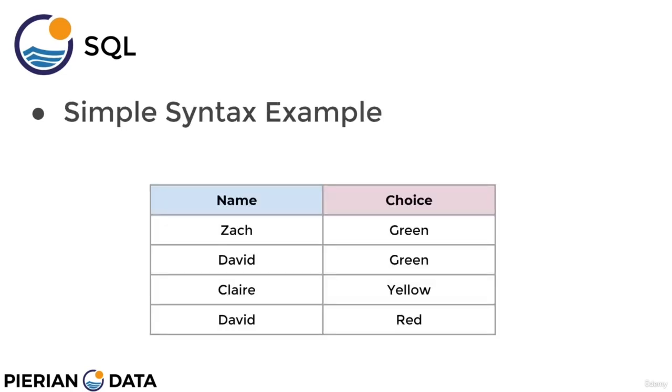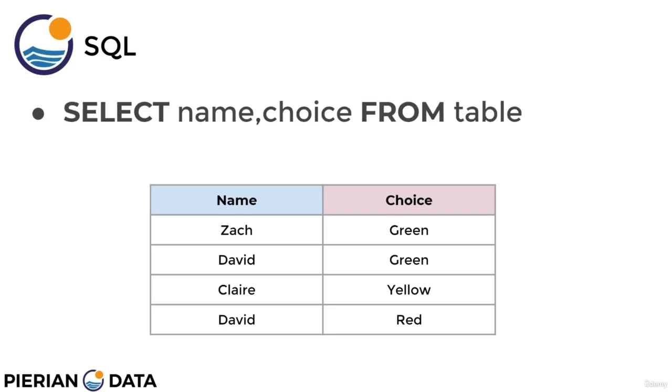So let's actually walk through the very basic syntax of what this would look like. And we'll do this with the example table we saw before, where we have some names and some color choices. So in order to get back both columns from the table, we could just say something like select the name, comma, choice columns from table.